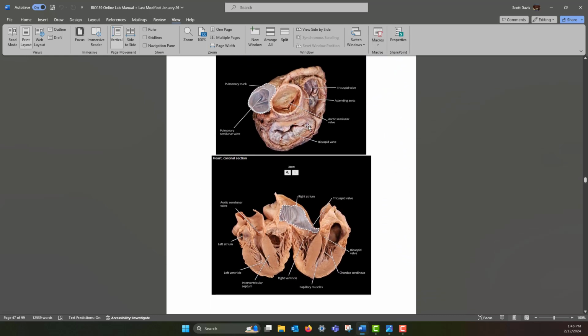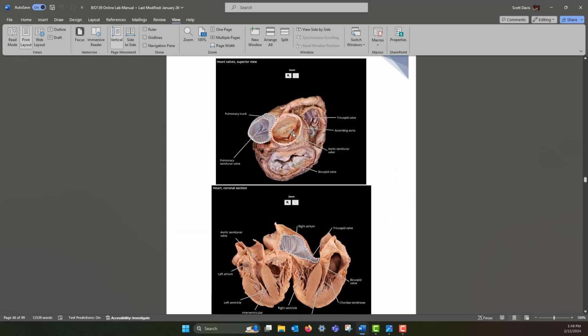Now we've cut into the heart a little bit. We've rotated a little bit. What we're seeing now, we're looking at those valves. Here is the pulmonary trunk inside. We can see those pulmonary semilunar valves. Here's the aortic semilunar valves and the bicuspid and tricuspid.